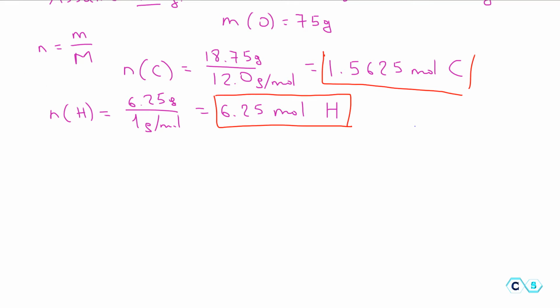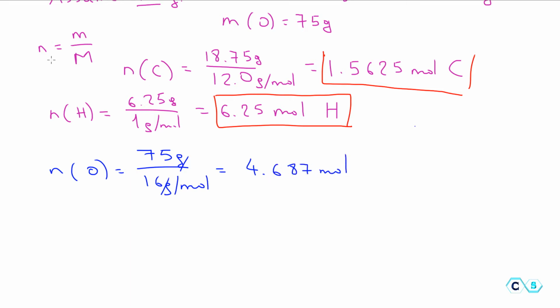And now we can also calculate the number of moles for the oxygen. So it's going to be equal to 75 grams divided by 16 grams per mole, which gives us 4.687 moles. Now we know the moles of each element, and we can write down a formula for this compound.